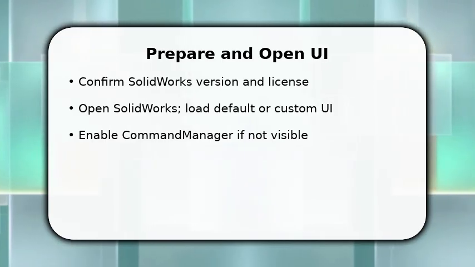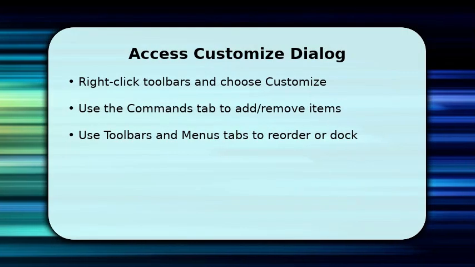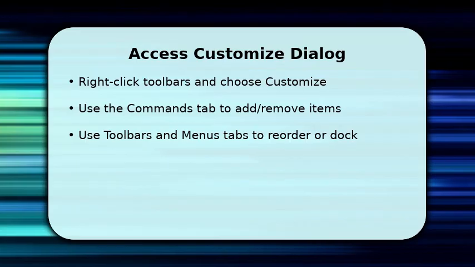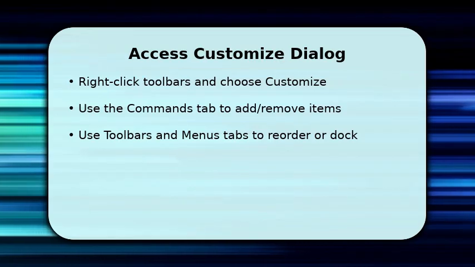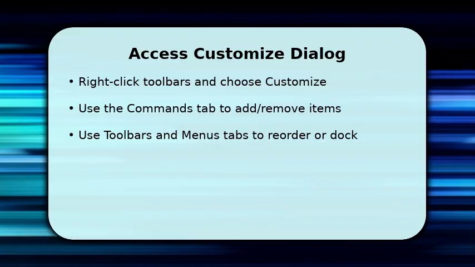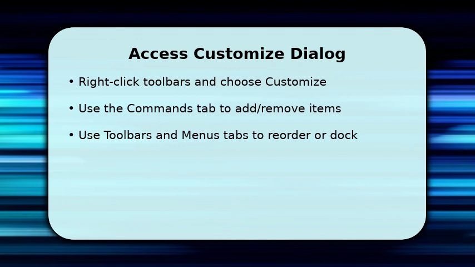You next open the Customize dialog by right-clicking any toolbar area and selecting Customize, because that centralizes menu and toolbar editing. In the Commands tab, drag commands to the menu bar to add functionality, or drag them out to remove. This direct manipulation shows immediate results. Then switch to Toolbars and Menus tabs to reorder entries, create separators, or dock the menu bar where you want it. Make changes incrementally so you can test functionality after each adjustment and avoid breaking workflows.